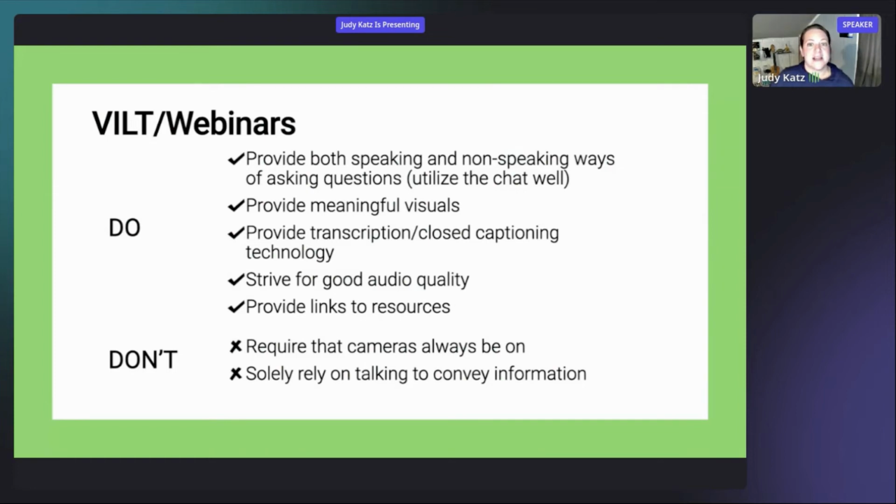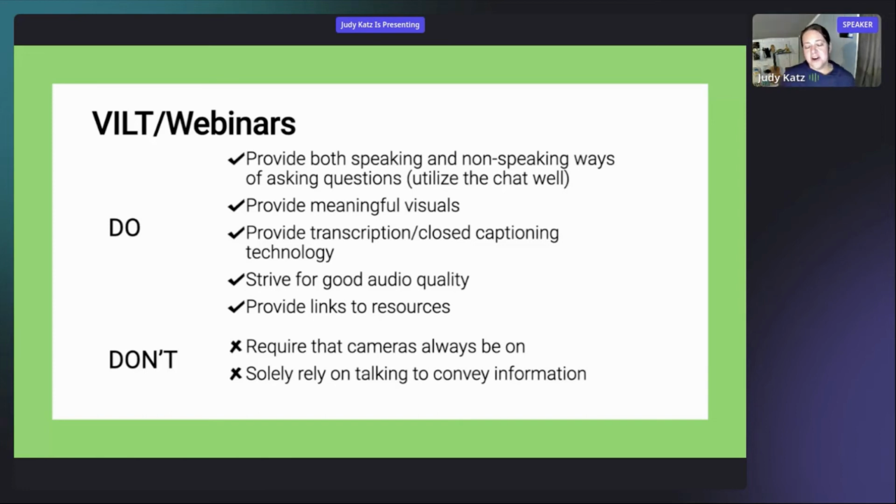Auditory processing means that at some point my ears are full and I can't process. I can still hear, so the sound is still overstimulating me, but I have no more ability to process what I'm hearing than a person who can't hear what is being said. So closed captioning is super, super important.